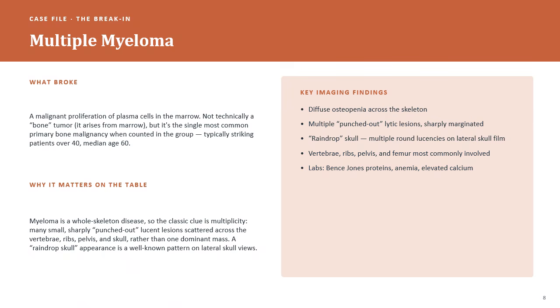This is a whole skeleton disease, so it doesn't show up just in one bone. All right, there's typically going to be lots of small lesions scattered around and across the vertebrae, the ribs, the pelvis, in the skull. So we're not going to just see one dominant mass, it'll be scattered throughout the entire skeleton. If we're looking at this on a lateral skull film, it kind of produces what we call a raindrop skull appearance.